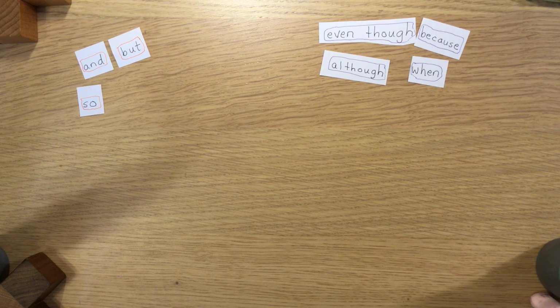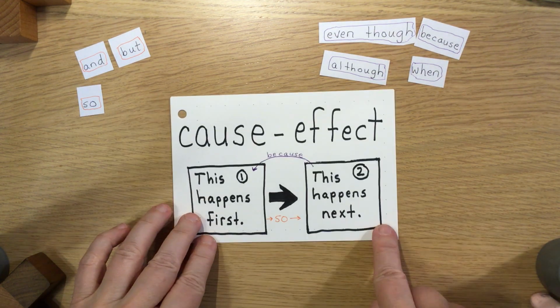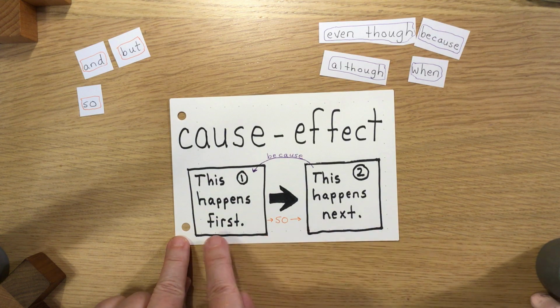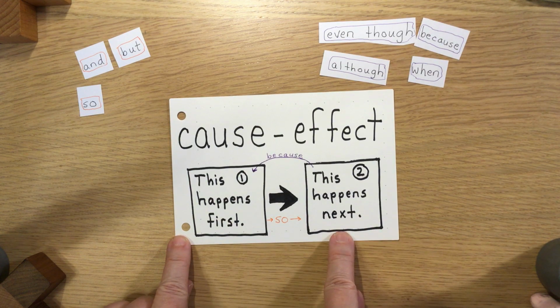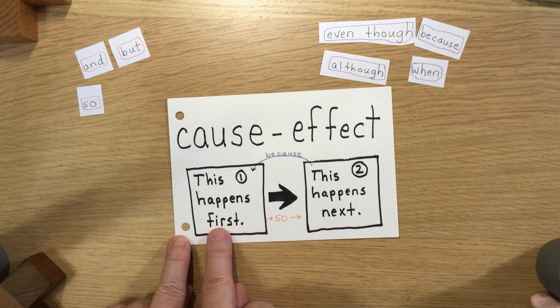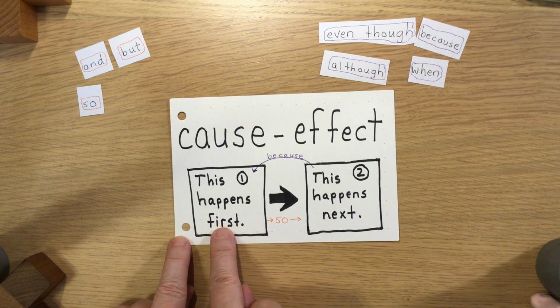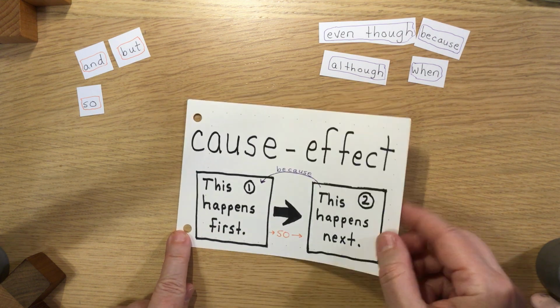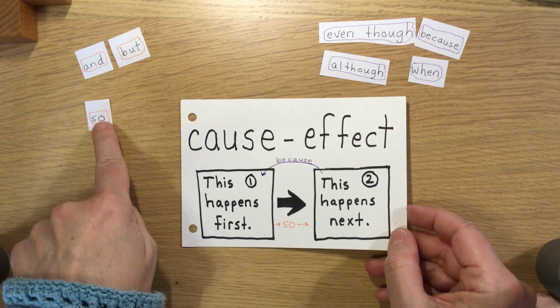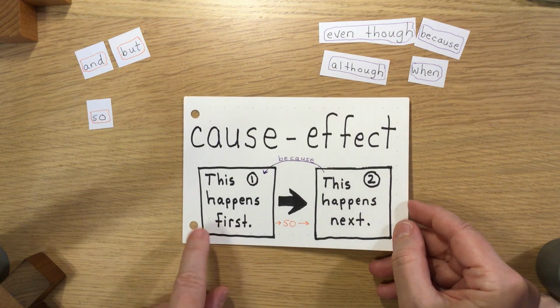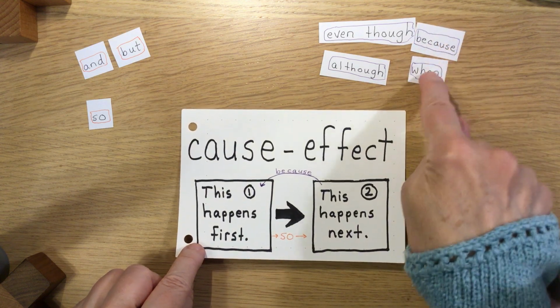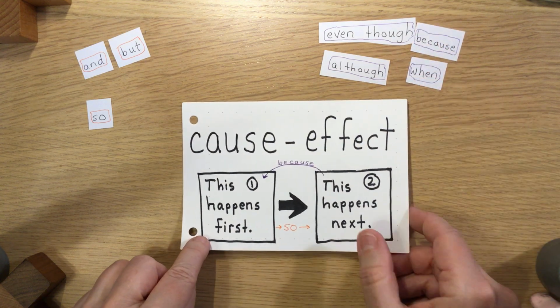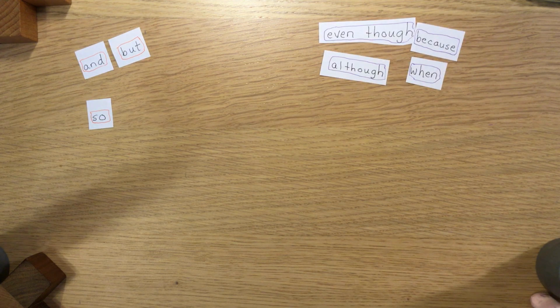Let's look at another example of a cause and effect. Remember, with cause and effect, we have two things that are going to happen. One happens first, then something else happens, and this happens because this happened. This is the cause, this is the effect. If we're going to use so, we put the cause first. If we're going to use because or when, then we put the effect first. So let's try that out.